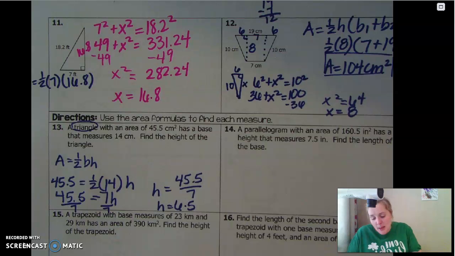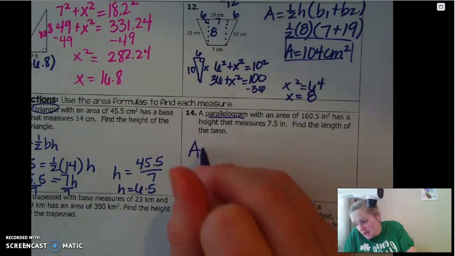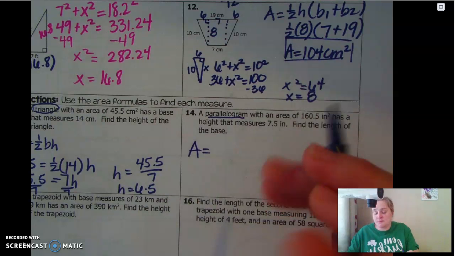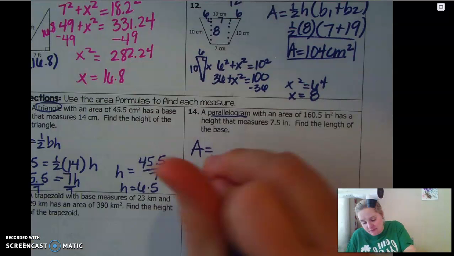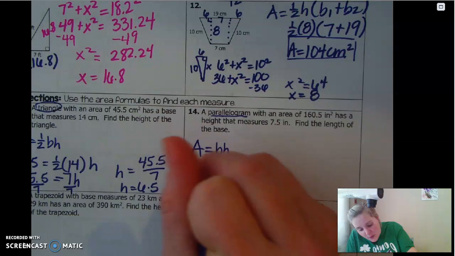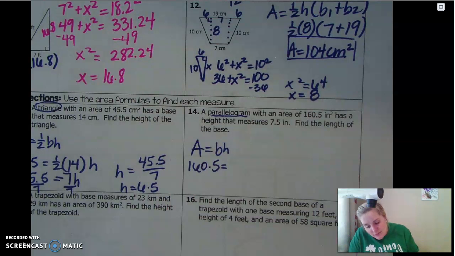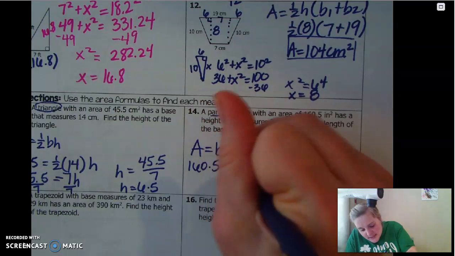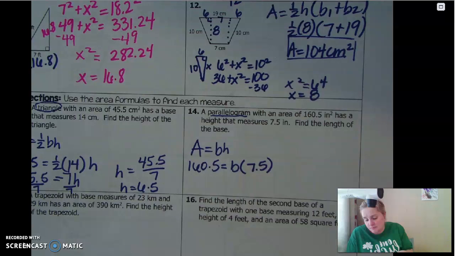Okay? Parallelogram. You've identified what it is, the area of a parallelogram. You can look at your reference sheet. It's base times height. Okay? The area is 160.5. It tells you that the height is 7.5. What we don't know is the base. You would just divide and solve for b.